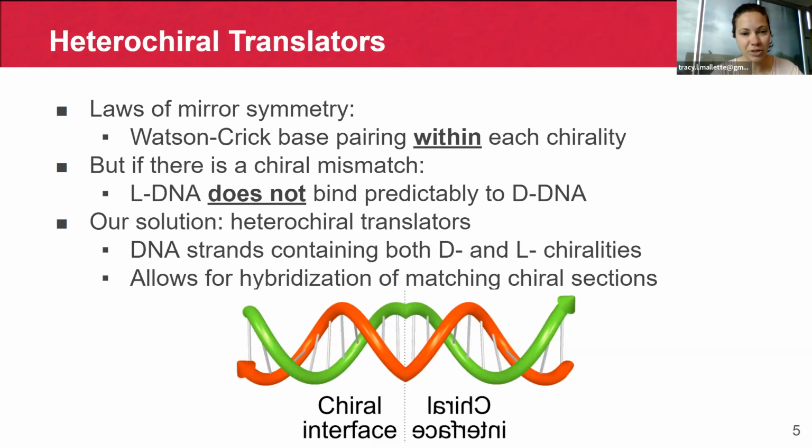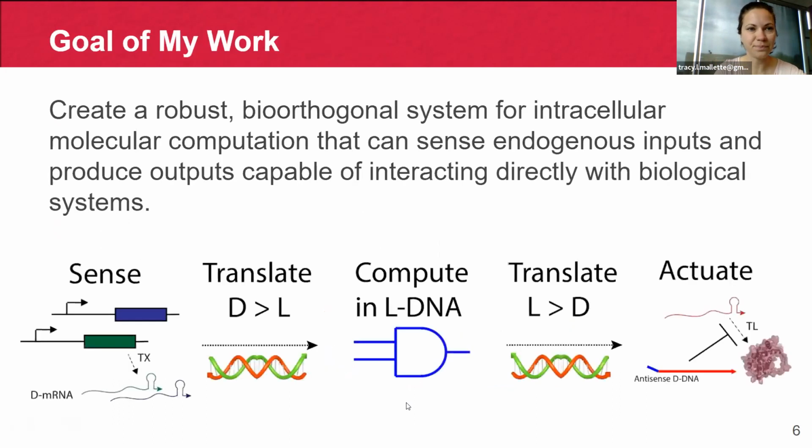These are DNA strands that contain both D and L chiralities, and it allows for the hybridization of matching chiral sections. And there's an image of what an artist might think this could look like, where you have a strand that's turning in one direction until it hits a chiral interface, and then it starts to turn back in the opposite direction. And what do we want to do with these molecules?